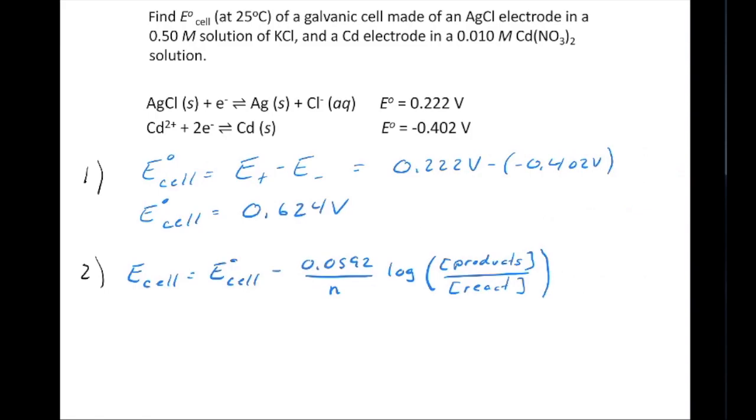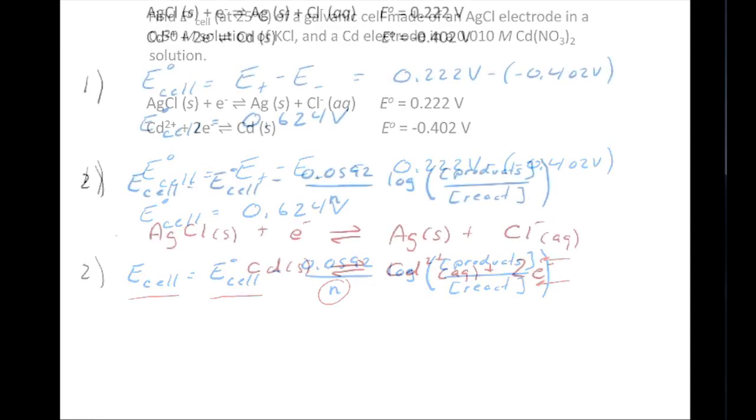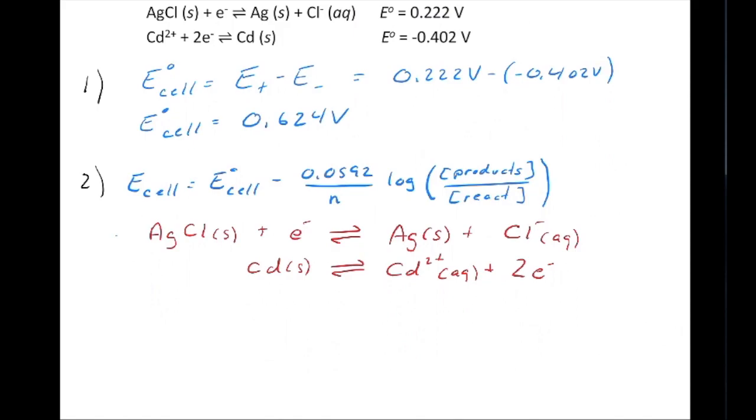So now let's try and figure out what's going on with the Nernst equation. We've already figured out this part of the Nernst equation, but we need to know N, the number of electrons that are transferred in the reaction, and we also have to know the concentrations of products and reactants in order to figure out the E cell at non-standard state conditions. So the first thing we're going to do is write out the reactions in the appropriate form.